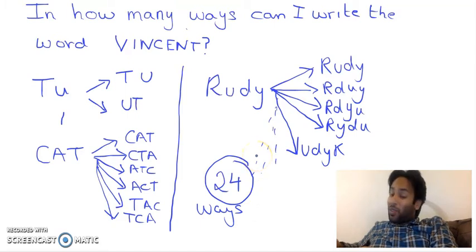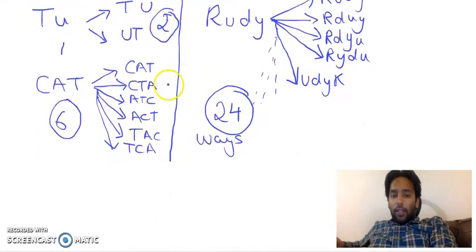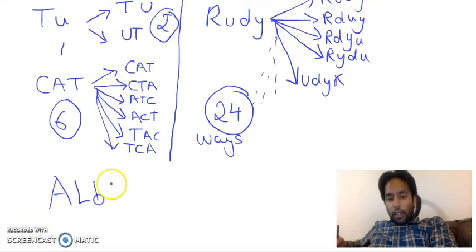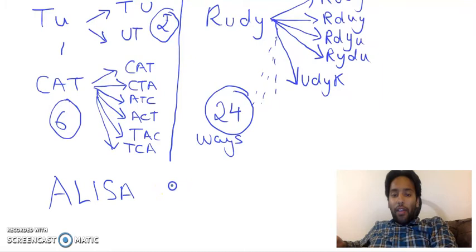So you could see, you started with 2 ways for this one. You went on to 6 ways for cat and 24 ways for Rudy. Now, if you do a 5 letter name, for instance, ALISA, you would find that there are 120 ways of doing it.